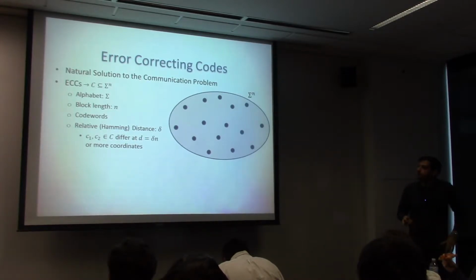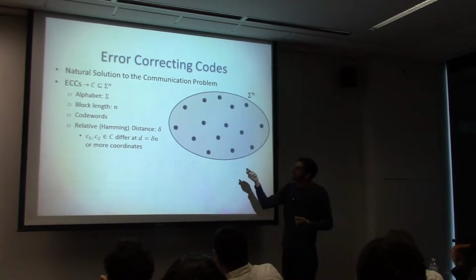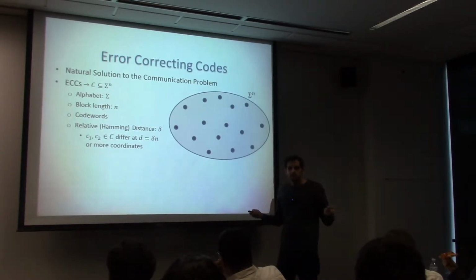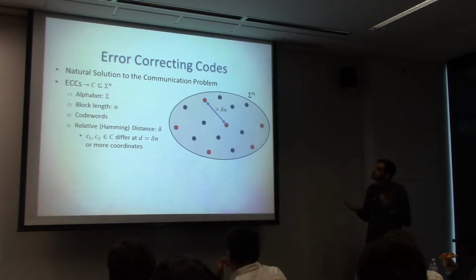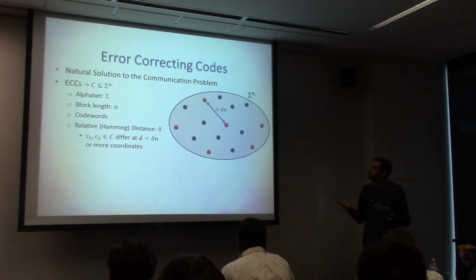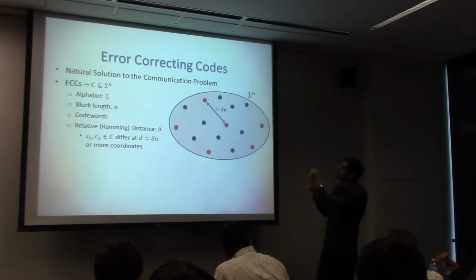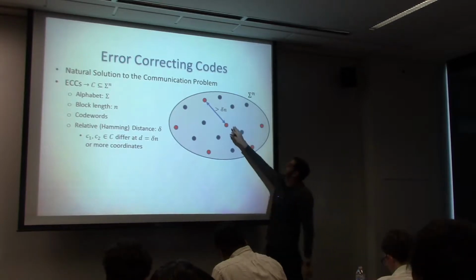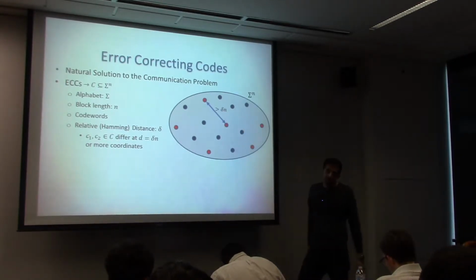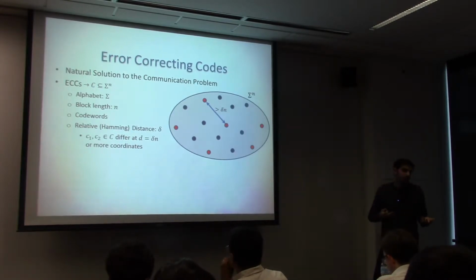Now, the good property that we're looking for is that these members of the code C be far apart from each other. Let's say we pick a code C that has the following property. For any two members of the code C that you pick, the distance between these two code words is at least some delta times n. And delta is a number between 0 and 1 because the distance is a number between 0 and n. I'm just normalizing here to define delta.